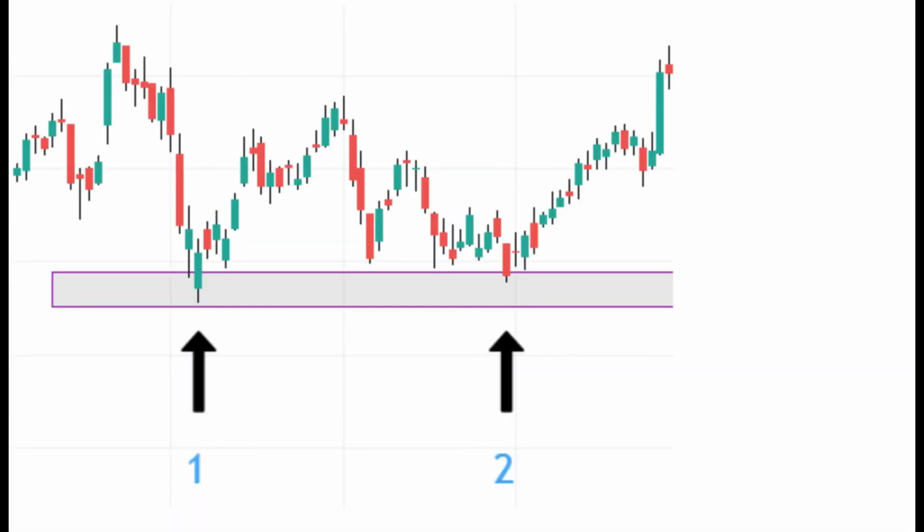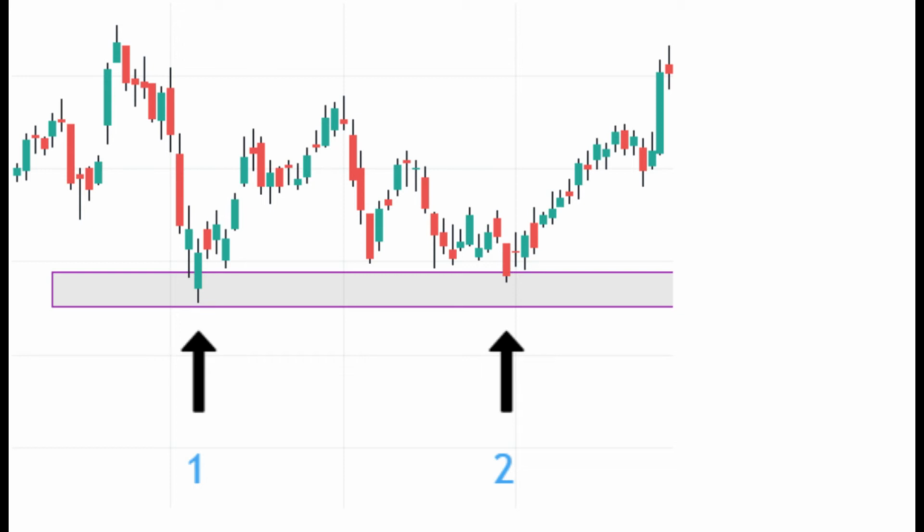Here, as we can see, I have marked 2 points where the prices reversed around the same price levels. Then we can draw a zone around those levels, and if the prices visit this zone for the 3rd time, then we can buy, as we know that we are at a demand zone.